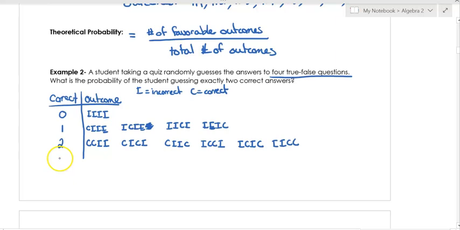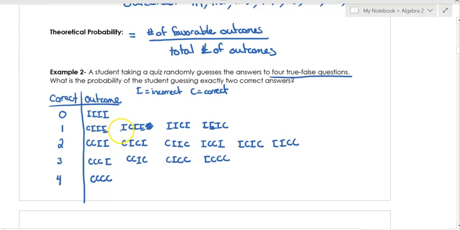Okay, and then let's look at how many ways they could get 3 questions correct. Well, they could get the first 3 correct and the last one wrong, or they could get, so we're looking for missing just 1, getting 3 correct. So they could miss the 4th one, the 3rd one, the 2nd one, or the 1st one. It's kind of the opposite of getting 1 correct. And then to get 4 correct, there's only one way they could do that, and that's getting every single question right.